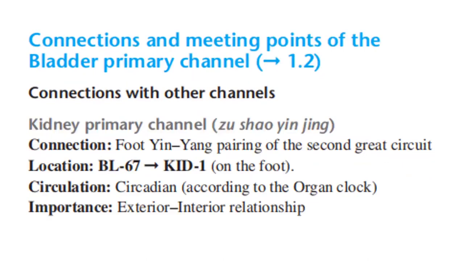Connections and meeting points of the bladder primary channel. The connections with other channels: kidney primary channel connection, foot yin-yang pairing of the second great circuit, location bladder 67 to kidney 1 on the foot. Circulation: circadian according to the organ clock, importance: exterior-interior relationship.